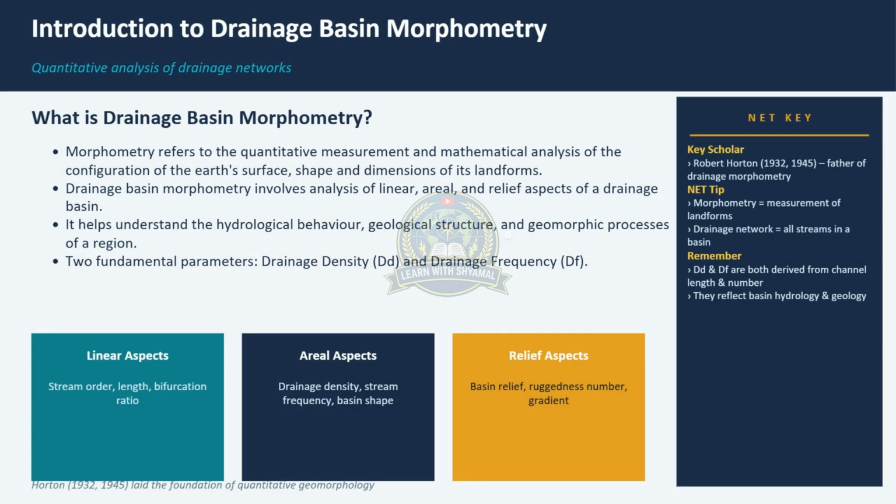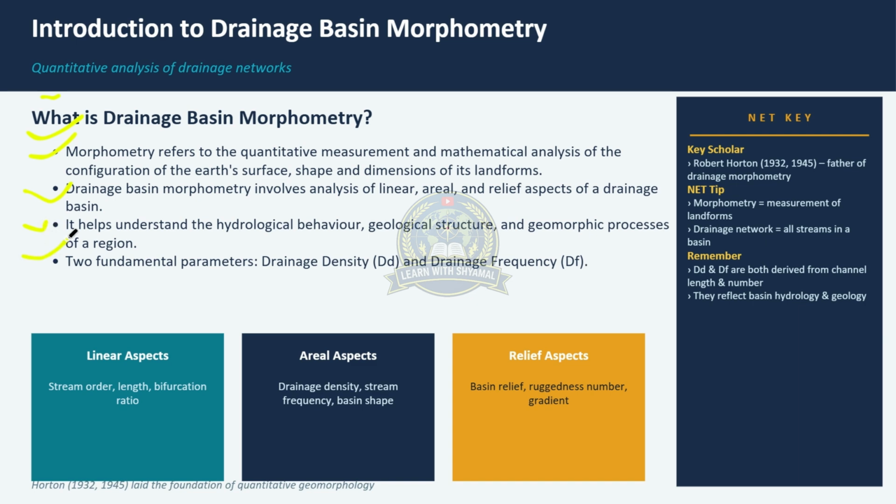First of all, introduction to drainage basin morphometry, quantitative analysis of drainage networks. What is drainage basin morphometry? Morphometry refers to the quantitative measurement and mathematical analysis of the configuration of Earth's surface, shape and dimensions of its landforms. Drainage basin morphometry involves analysis of linear, areal and relief aspects of a drainage basin. It helps understand the hydrological behavior, geological structure and geomorphologic processes of a region.